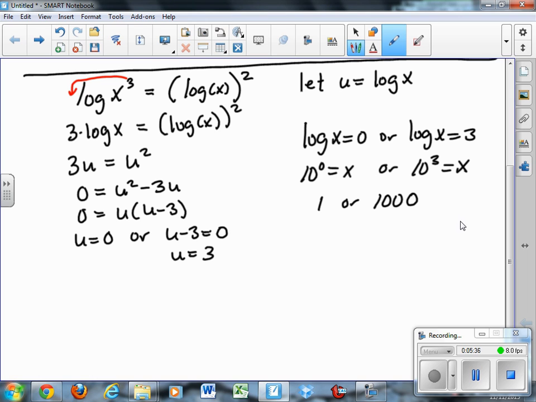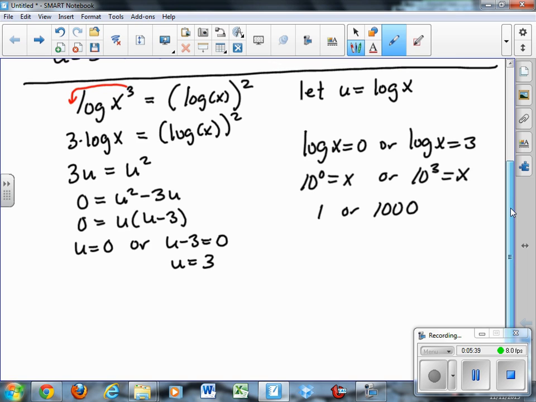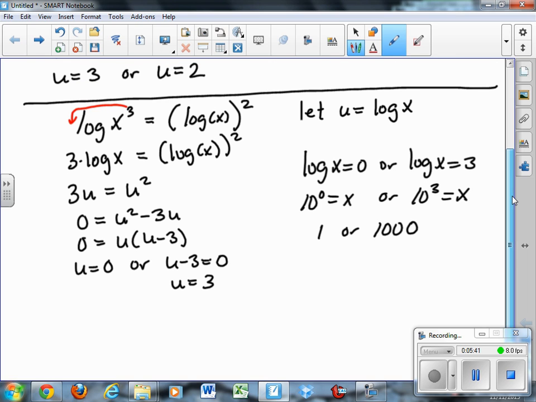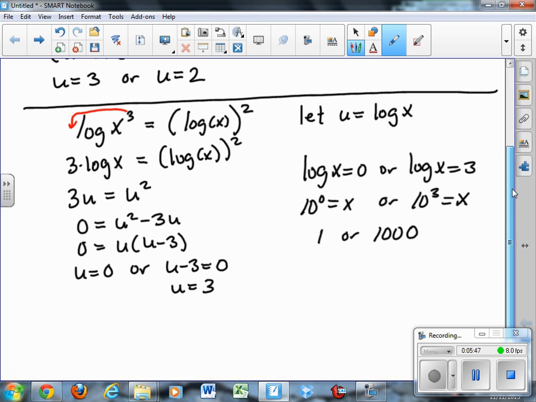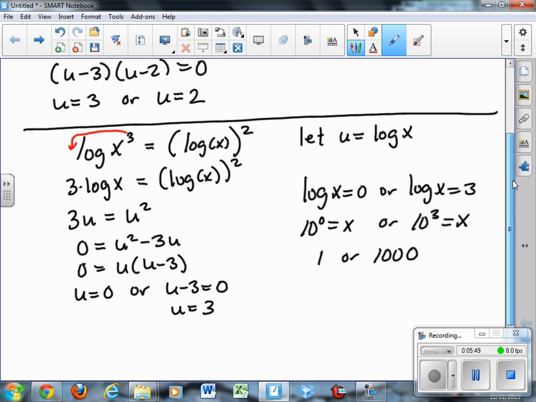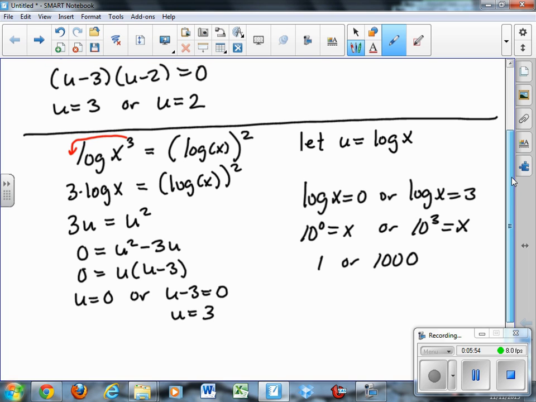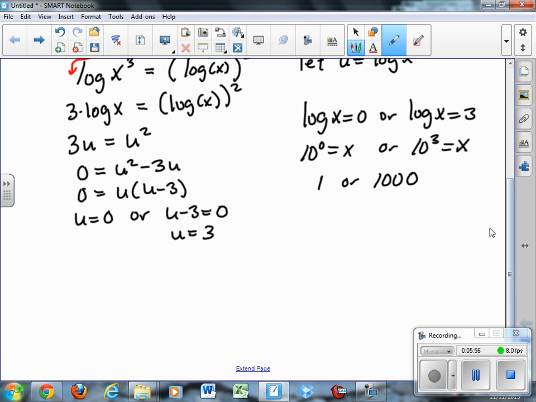Okay, so those are just a couple of examples. Being able to recognize when you have something squared and the same thing not squared in the same equation, you can do a quick substitution, solve it as a quadratic, substitute back, and finish solving. So there's exponential and logarithmic equations in quadratic form.